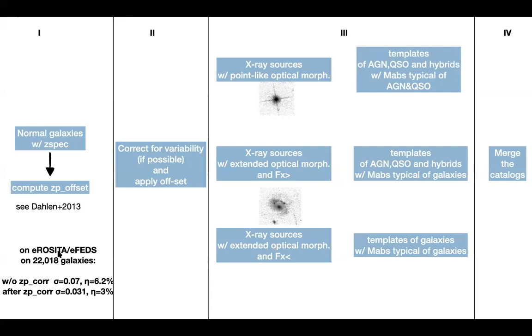Stay tuned. On the Rosita IFES area, I have 22,000 normal galaxies, and if I compute the photo-z without a 0-point offset correction, the sigma is 7% with 6% outliers. But as soon as I correct for the 0 points, I have, as it should be when you have broadband photometry, a sigma of 3% and only 3% outliers. And I would like to remind you that, for example, for Rosita, we are only using broadband photometry.